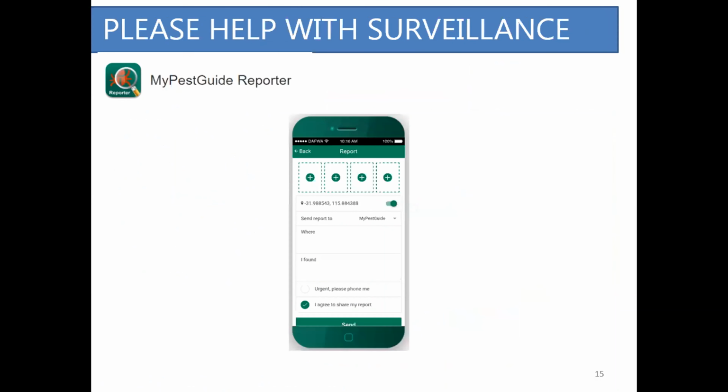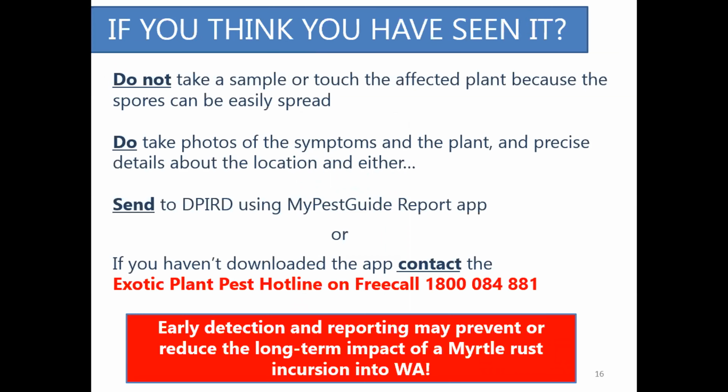All right, in terms of helping the department and also DPIRD with surveillance, that's what we want to talk to you about, and we want to show you how to use it. It's basically an app that the department created. It's called My Pest Guide Reporter, and it's a very great tool to take photos of something that you want to be identified. And as I mentioned before, it can be plant pathogens, but it also can be insects or weeds, all these kinds of things that the Department of Ag would have an interest in.